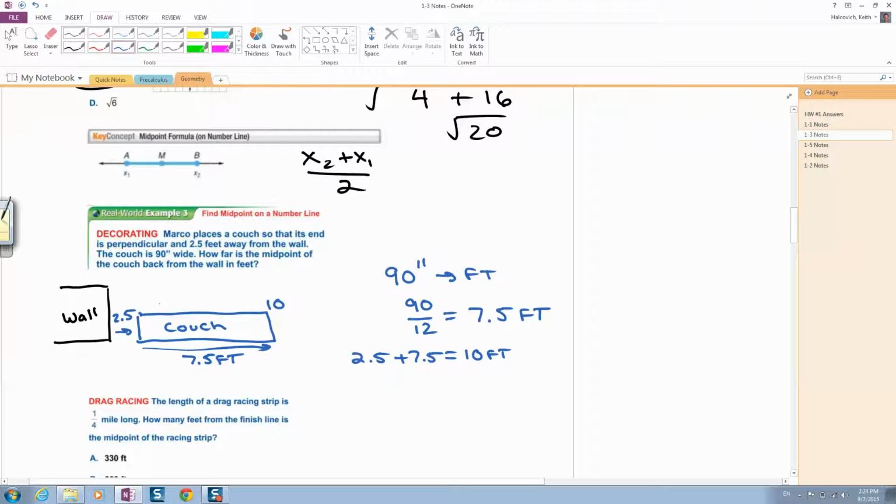So the midpoint of the couch back from the wall, that would be 2.5 plus 10 divided by 2. So it's 12.5 divided by 2, which is approximately 6.25 feet.